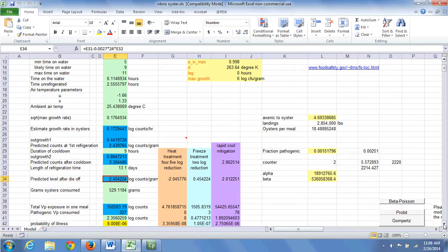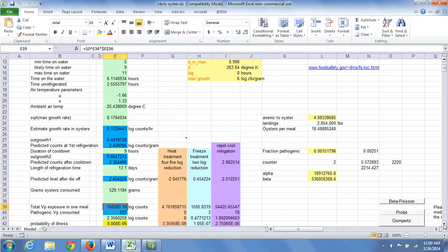Now what we need to know: I have the number of Vibrio in a gram of oyster flesh at the time of consumption. I need to know what the person consumed. This person was quite a fan of oysters and ate 529 grams of oysters. If the average pathogen load was 2.4 log count per gram, then you can see this person consumed a great deal of Vibrio. That's a log count.